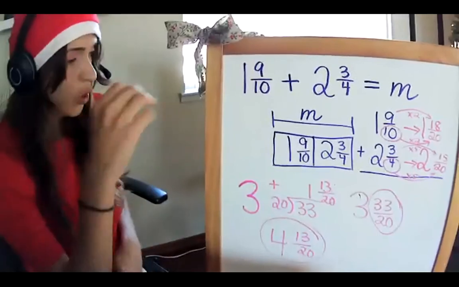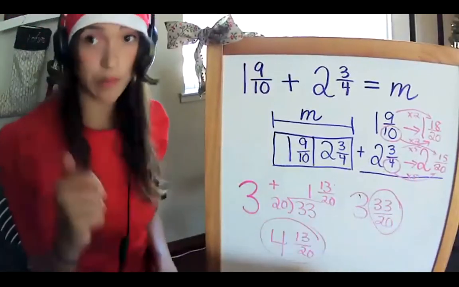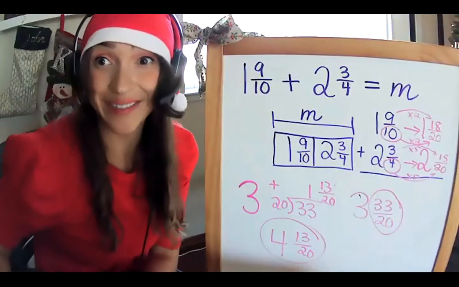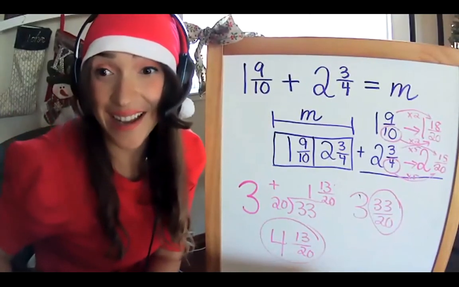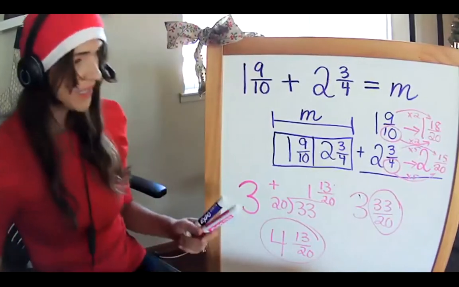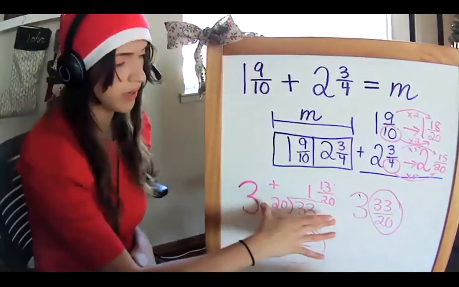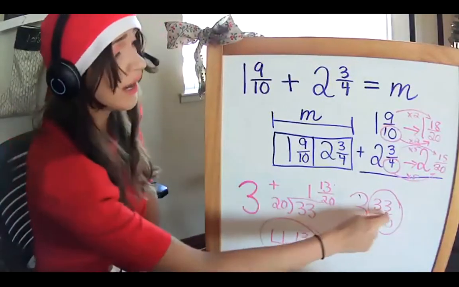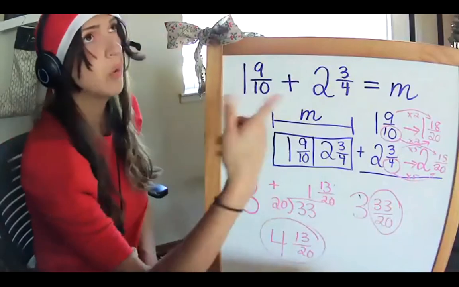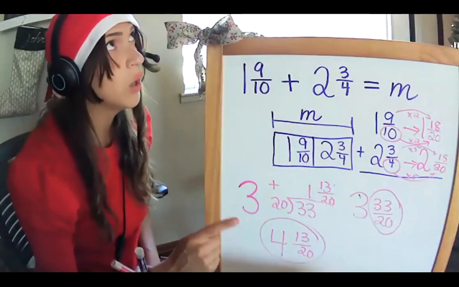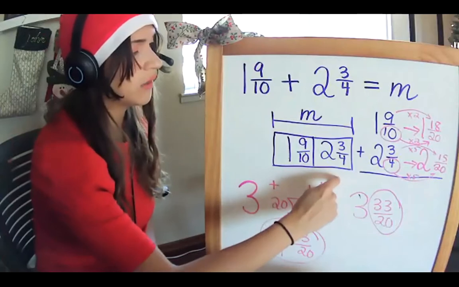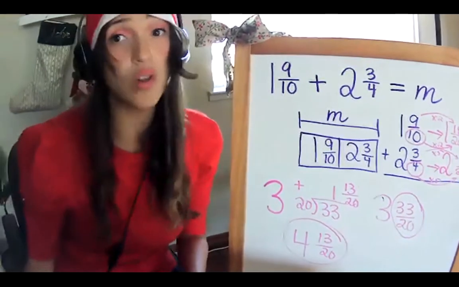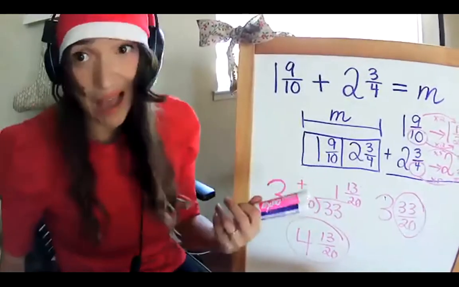Who was able to change the 33 twentieths into a mixed number in their head? Can everybody see that? By now, I wrote it out for you here, but by now you should be able to do that kind of up here. 33 divided by 20. 20 can only go into 33 one time with 13 left over. So it's going to be 1 and 13 twentieths. Add that to my 3 and I get 4 and 13 twentieths. The goal is to strengthen those mental math skills.